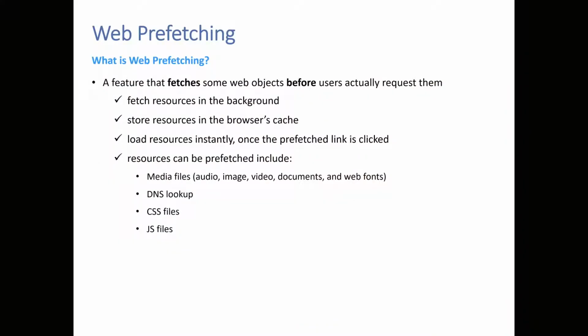Let's start from the definition of web prefetching. As its name indicates, it is a feature that fetches some web objects before the user actually requests them. It fetches resources in the background and stores them in the browser's cache. So if the user clicks on a prefetched link, the content can be loaded instantly. Many web objects can be prefetched, including a variety of media files and style sheets.